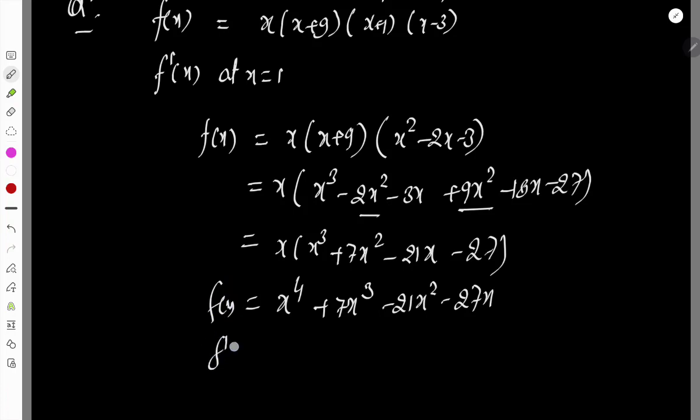Now f dash x you can find. f dash x means derivative, correct or not? x power 4 derivative is 4x cube, 7 outside, 7 times 3 is 21x square minus 42x minus 27.